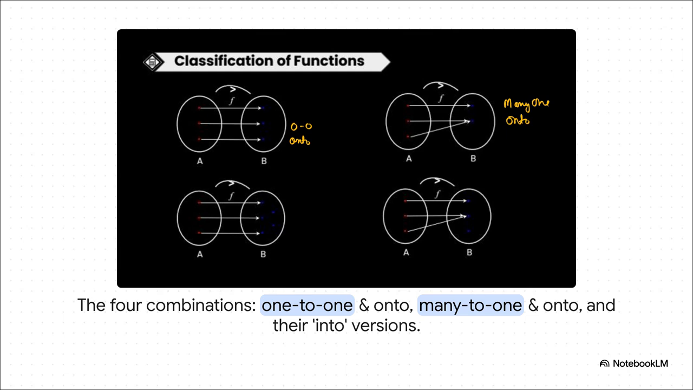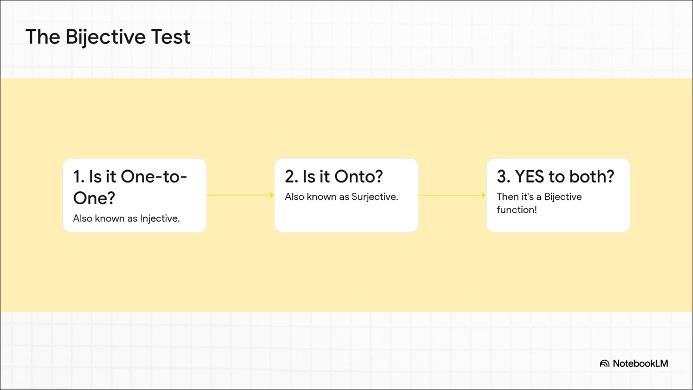This gives us a really precise language to describe exactly how any given function behaves. Now there's one specific combination here that's like this superstar of the function world. When a function is both one-to-one and onto, it gets a special name. We call it bijective. Think of it as a perfect matchup. Every input has its own unique partner output, and no possible outputs are left on the sidelines. This is the gold standard, and it is the absolute key to what's coming next.